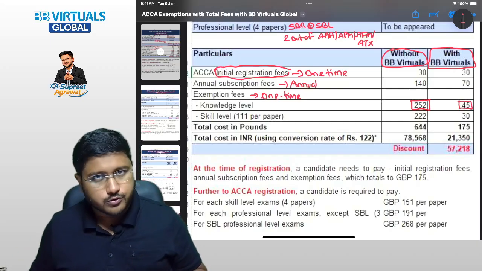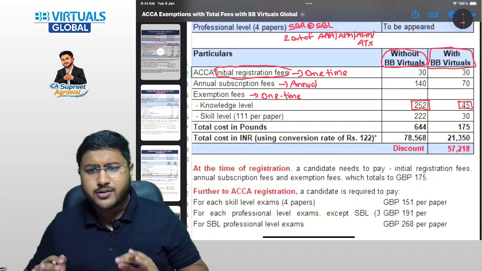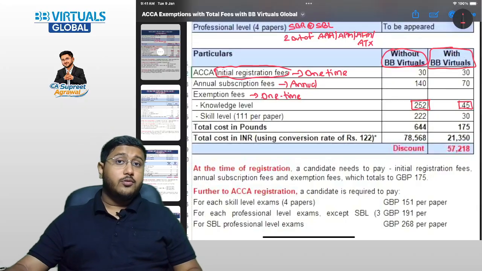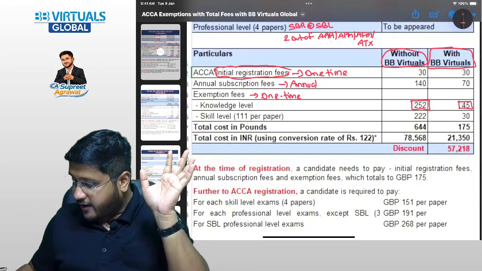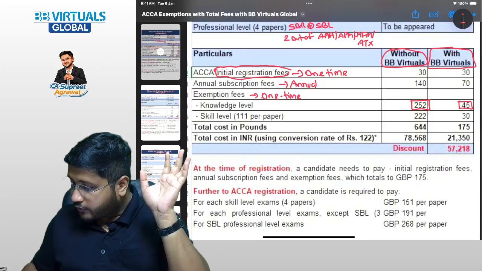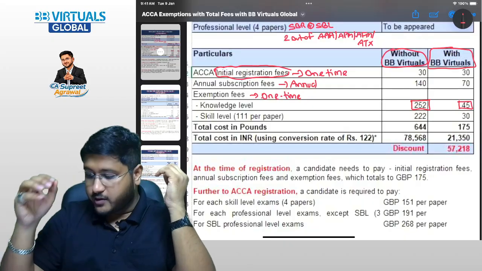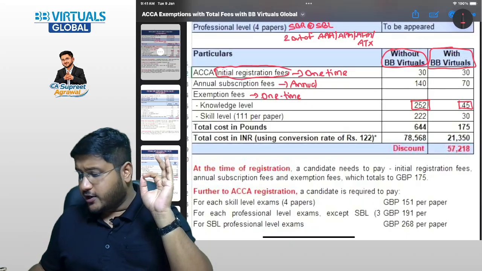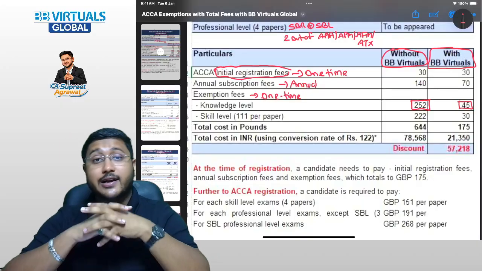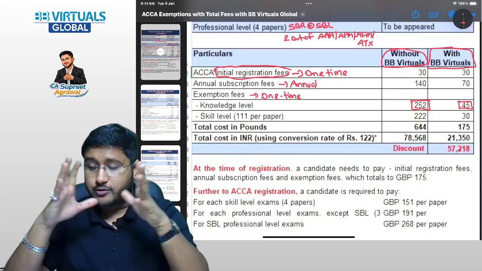So this is in pounds. When we are talking about the amount, this is in pounds. Now 252 and 45, what is the difference? 252 minus 45, you get a direct discount of 207 pounds, assuming an exchange rate of say 100 only for now. That's more than 20,000 rupees. So that's huge, right?